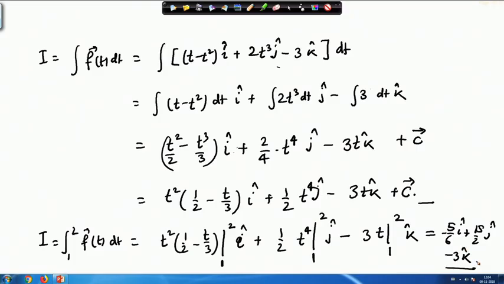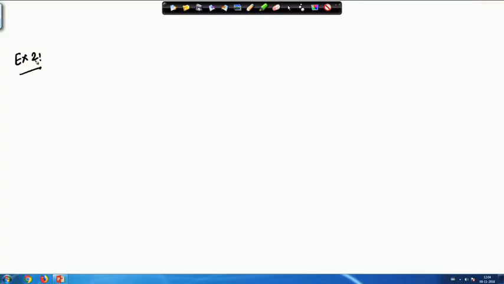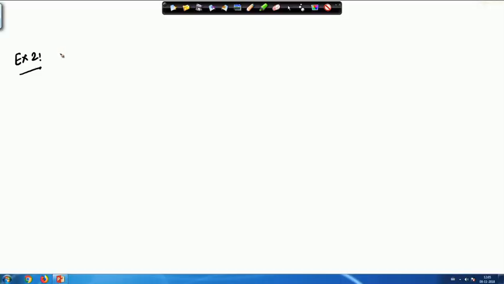So this is the required answer of this integral of f(t) dt between the range 1 to 2. So this is how we solve the problems from integral in the concept of integral calculus, and let us solve one more example. You might be getting the idea that as we did the differentiation of vector functions, the integration of vector functions follows similar rules. It's just that here we are doing the integration. That's it. Nothing special.